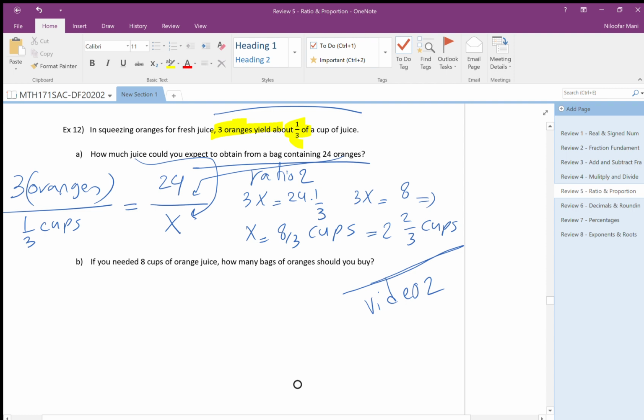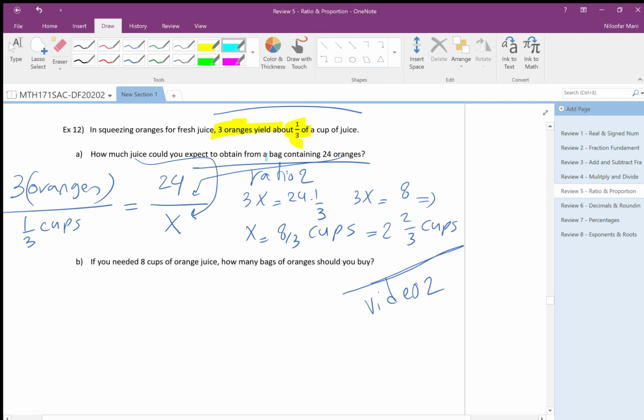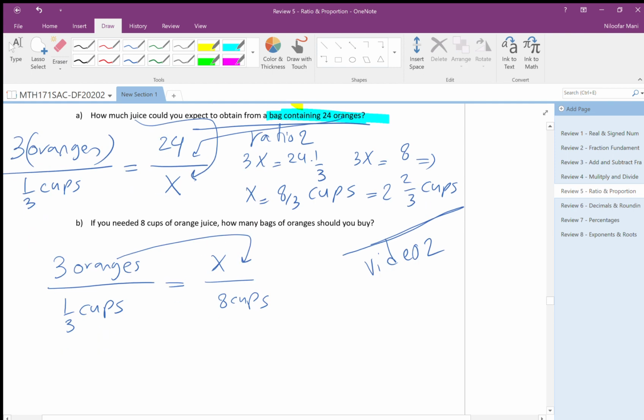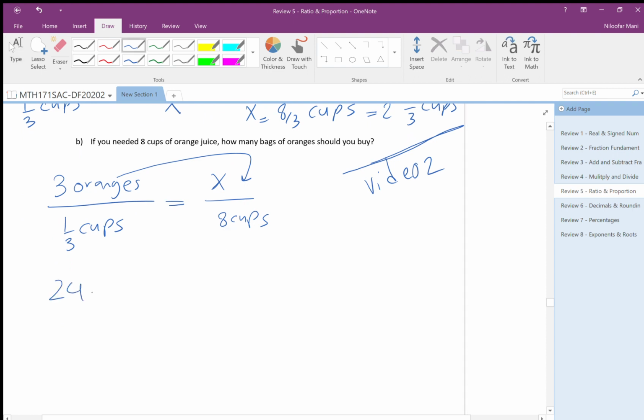I see the relationship between bags and number of oranges is 24 oranges in one bag. So now I need a proportion, two ratios that must be equal. I can say 3 oranges gives me 1/3 cups. For the first ratio it doesn't matter which one is up or down. The other one, if I need 8 cups, cups and cups are both down, then how many number of oranges?